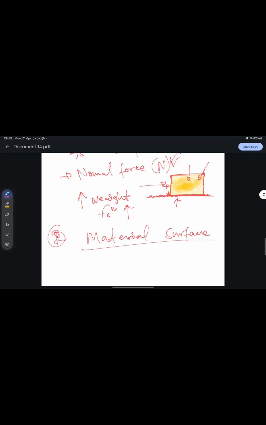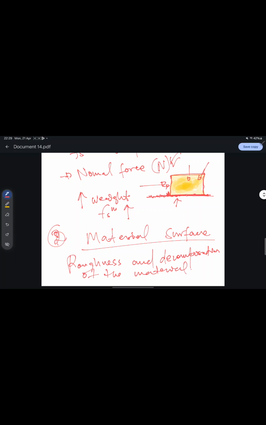And if a rough surface, maybe on a rocky surface, it will be hard for the rock to be decomposed. So which means the roughness of the material contributes to the static frictional force, roughness and decomposition of the material. All right.